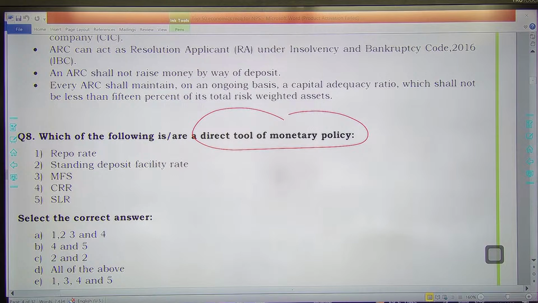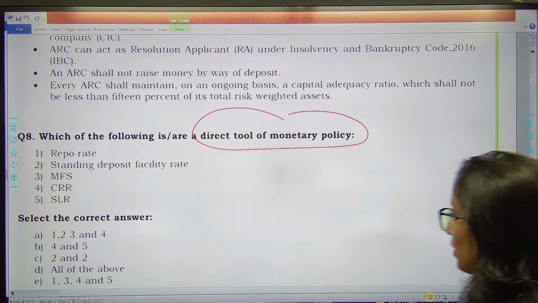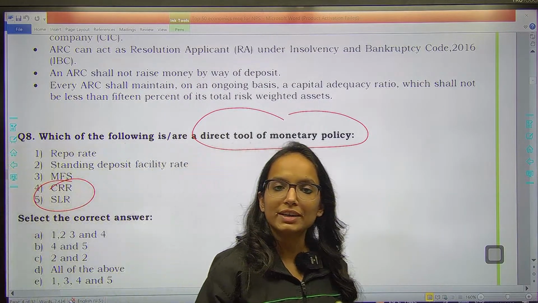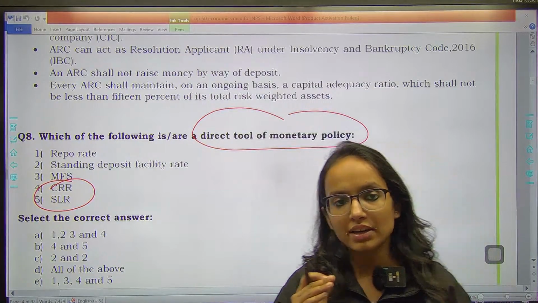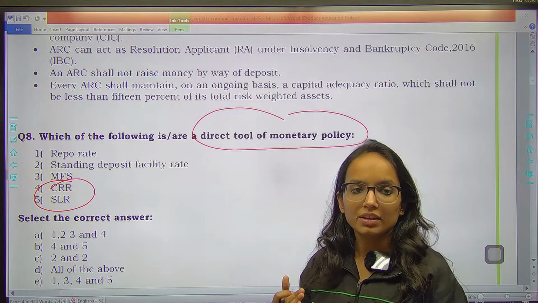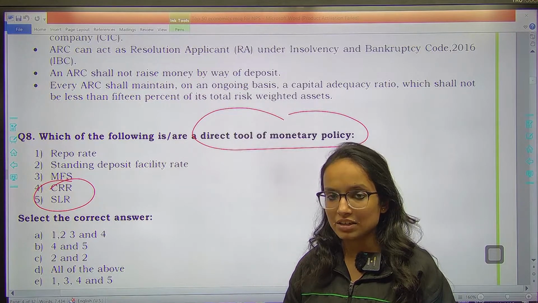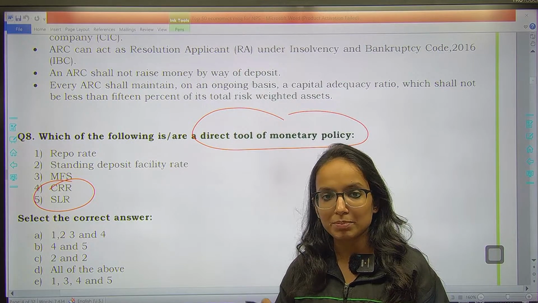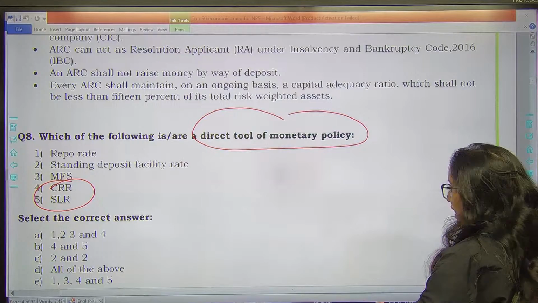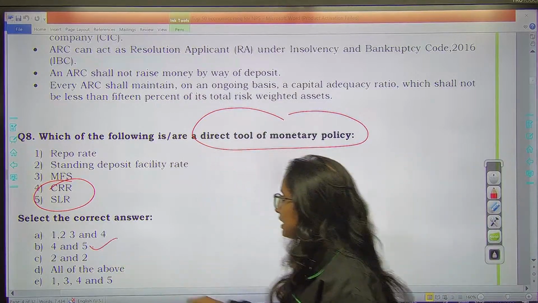Yes, anyone? Question number 8. What is the answer? Very good. So, if you look at CRR and SLR, these only are the two direct tools of monetary policy, right? CRR and SLR, cash reserve ratio and statutory liquidity ratio. Via them, direct money supply can be contained. They have a direct impact on the money supply or the liquidity available with the banking system, right? So, CRR and SLR, 4 and 5. Yes, so B would be the right option.